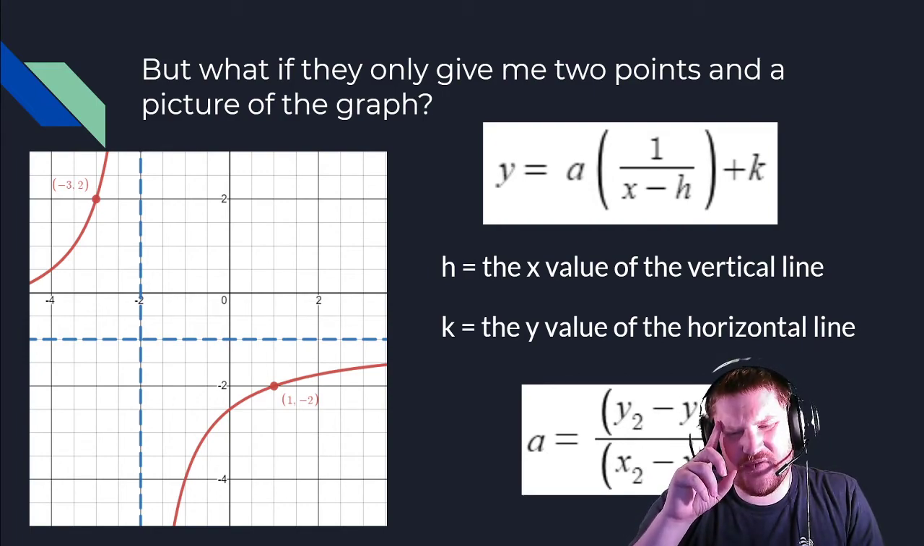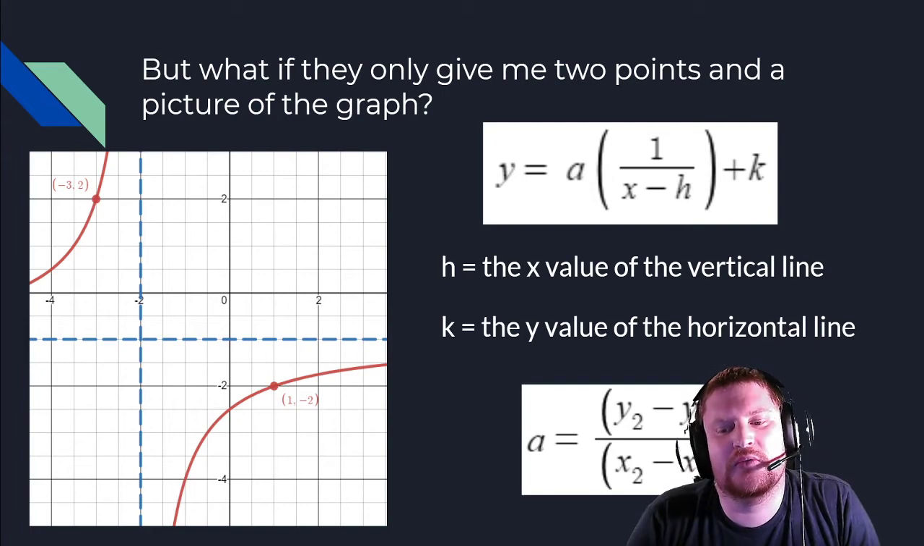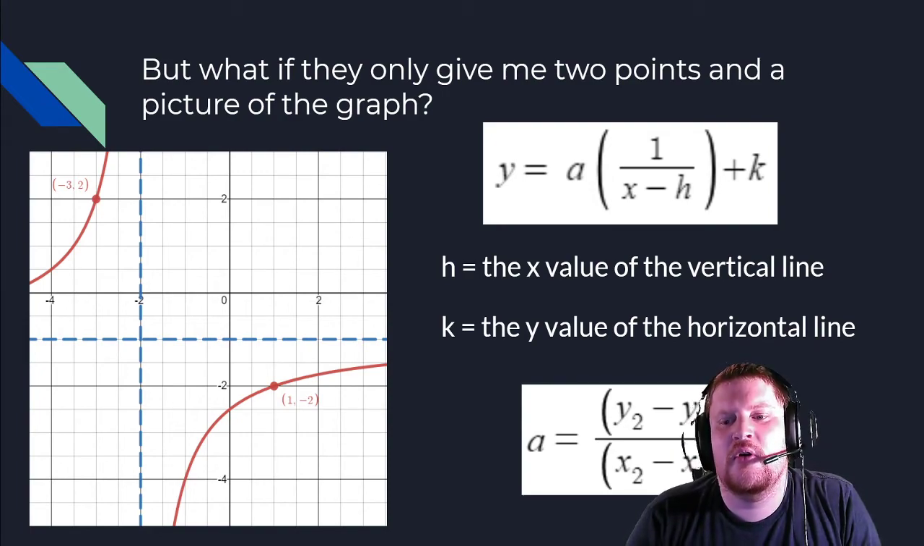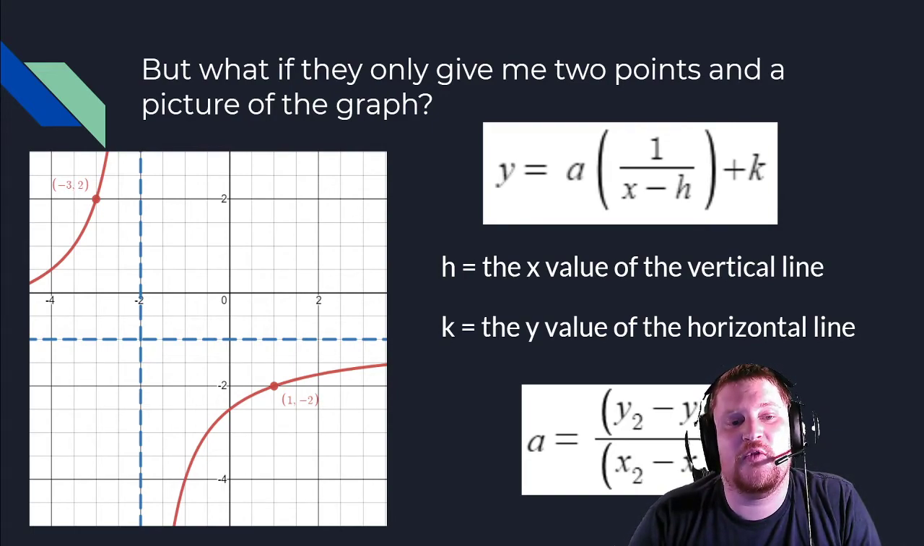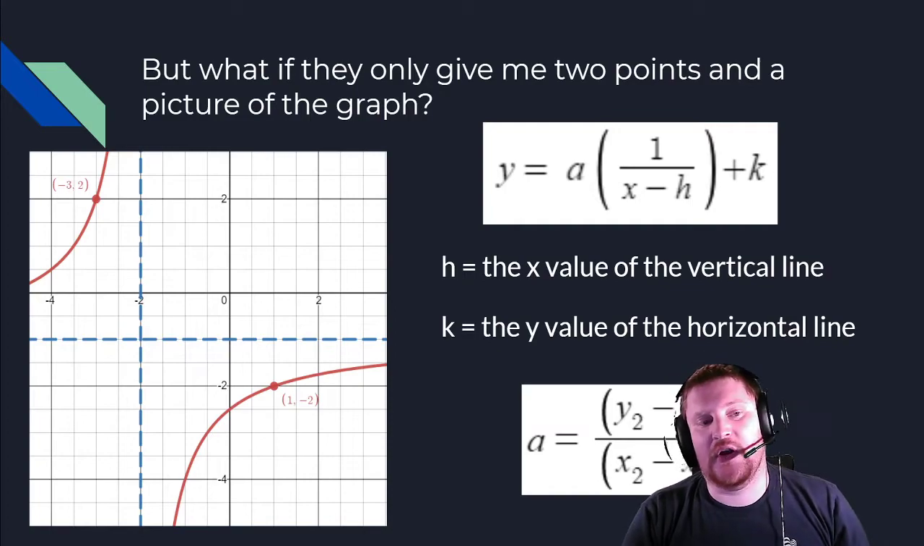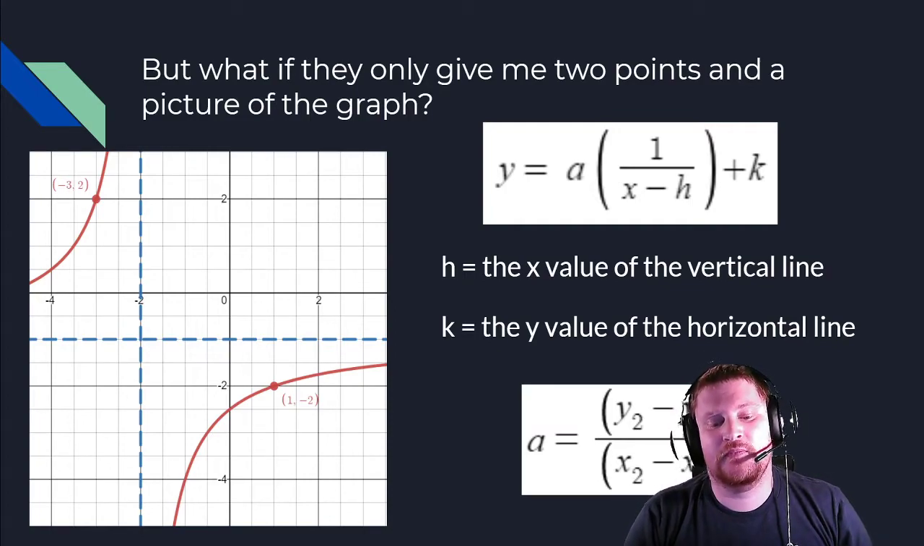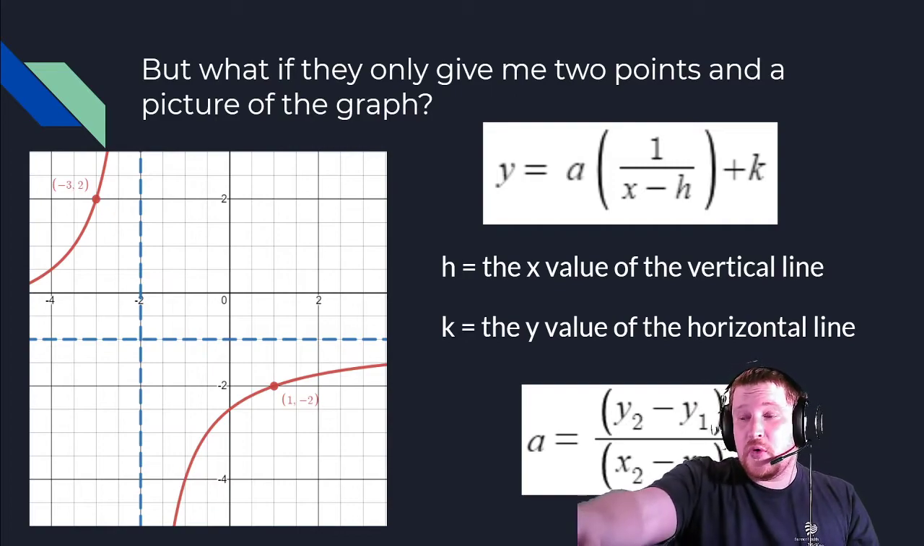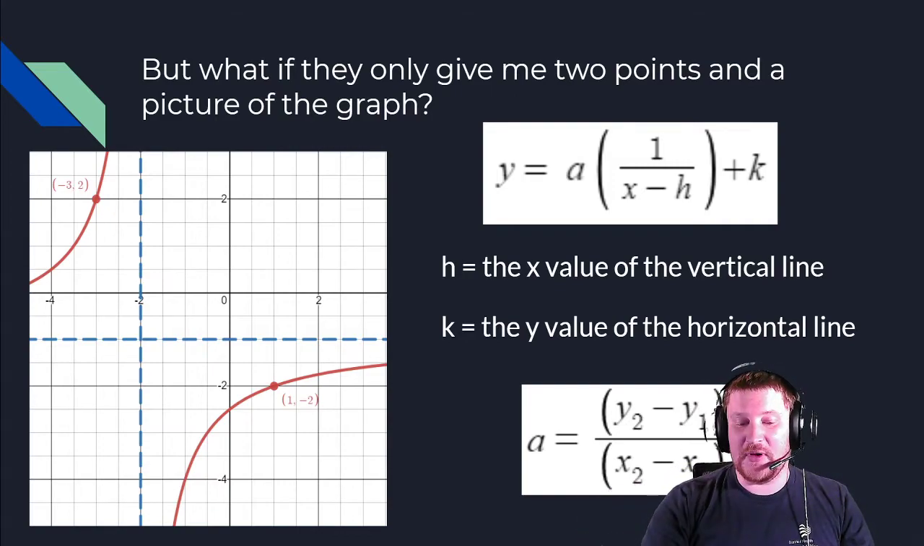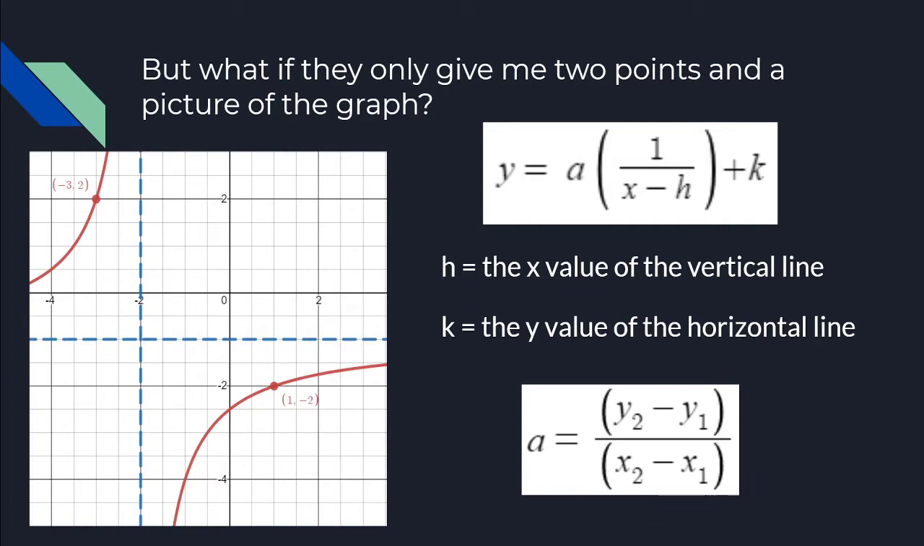Now I'd like you to take a look at it for a second. What does this formula look like to you? Hopefully, it looks like the slope formula that you guys memorized back in Algebra 1. And that's because that's exactly what it is. That slope formula gives you the a value for a rational equation. Pretty cool, huh? You might not have been able to see the formula, so once again, here it is. y2 minus y1 divided by x2 minus x1.